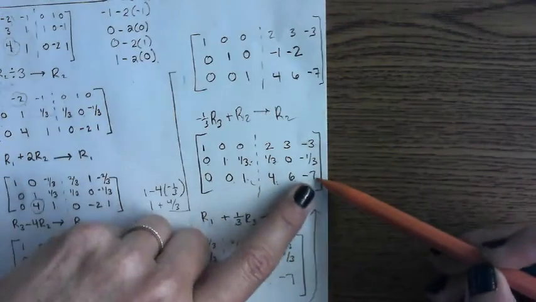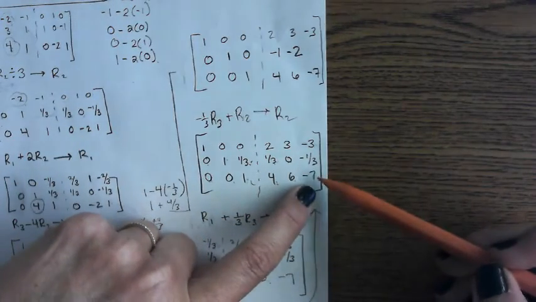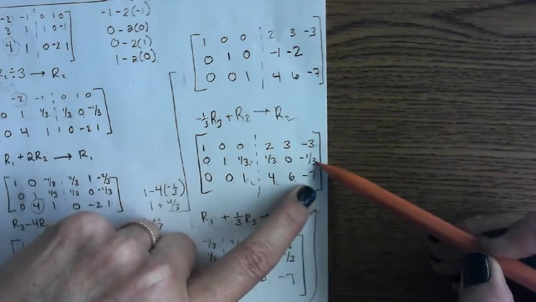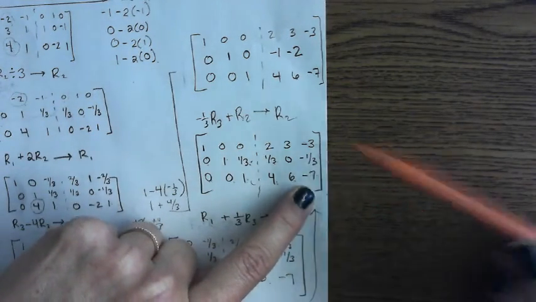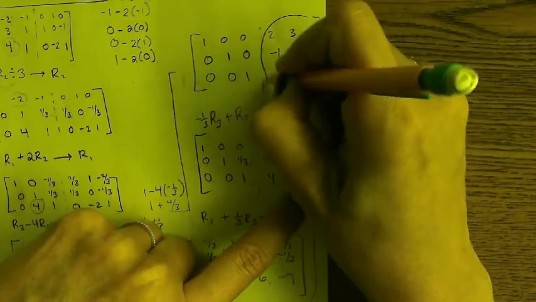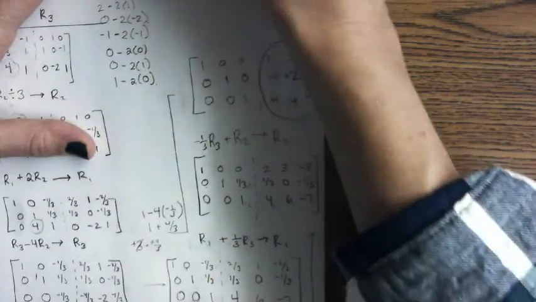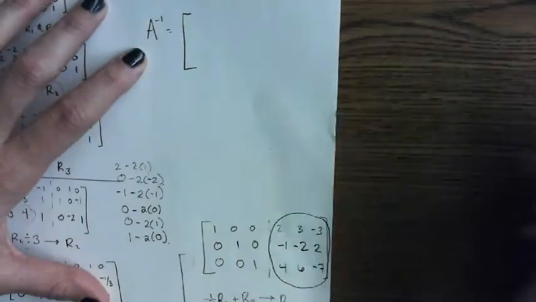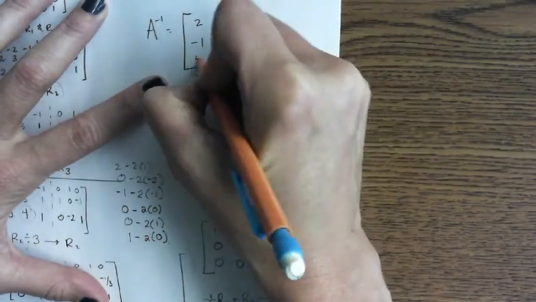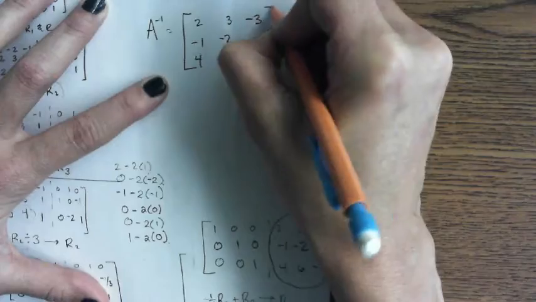And negative 7 times negative 1/3 is 7/3. Add 7/3 to negative 1/3, and that gives you 6/3, which is 2. There's our inverse. A inverse equals 2, 3, negative 3, negative 1, negative 2, 2, 4, 6, negative 7.